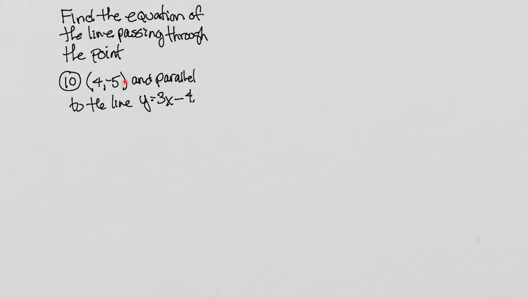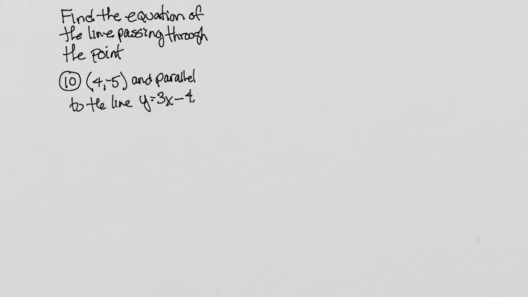We've got a line that passes through this point and is parallel to this line here, and we want to get the equation of this line. So we know that we have a point, and now we need something else. We need either another point, which we don't have directly, or we need the slope.